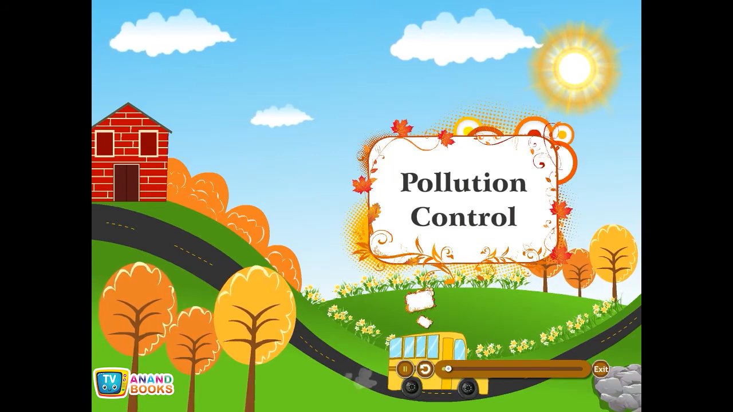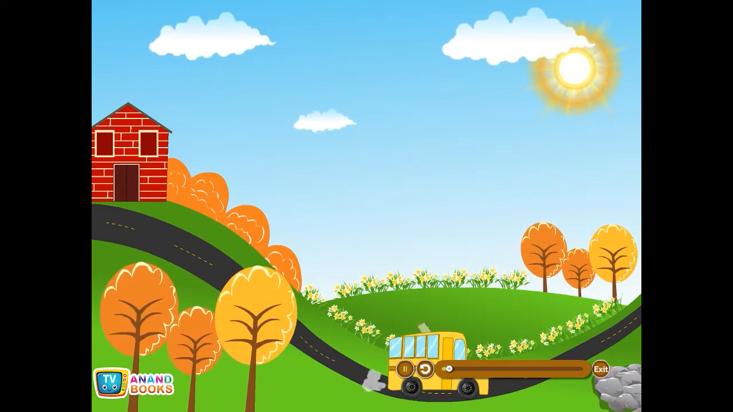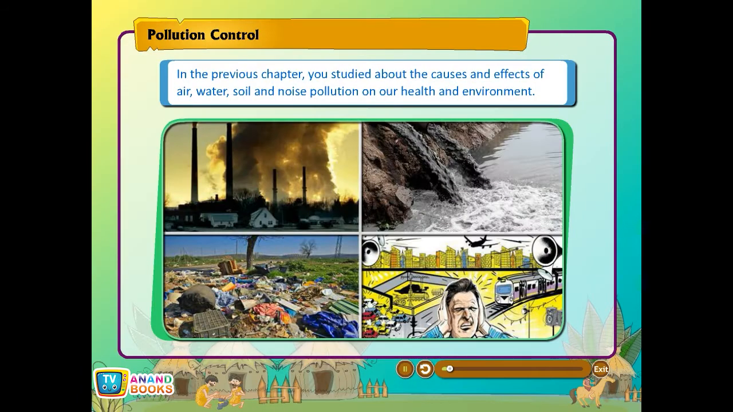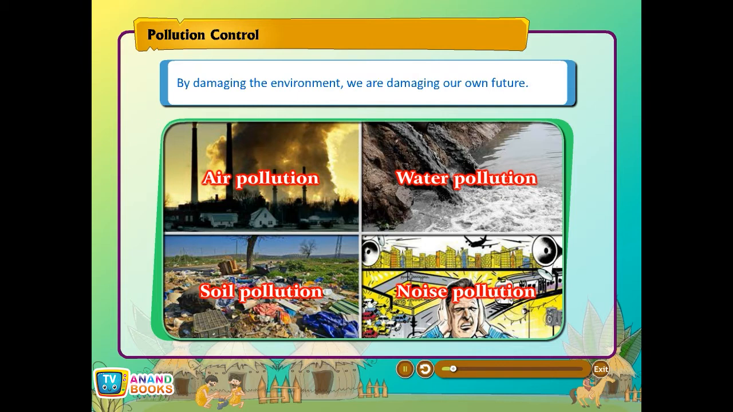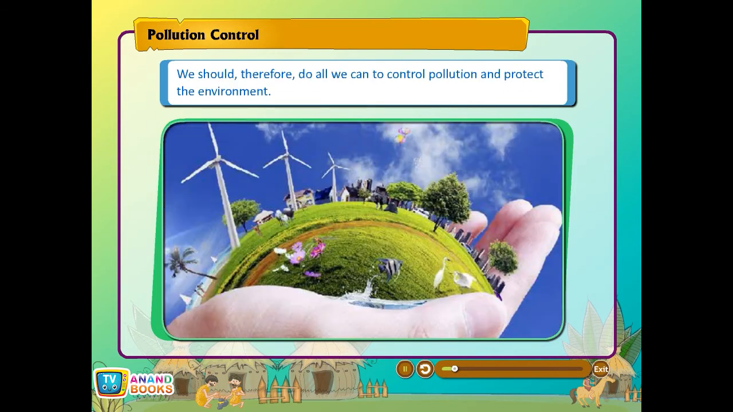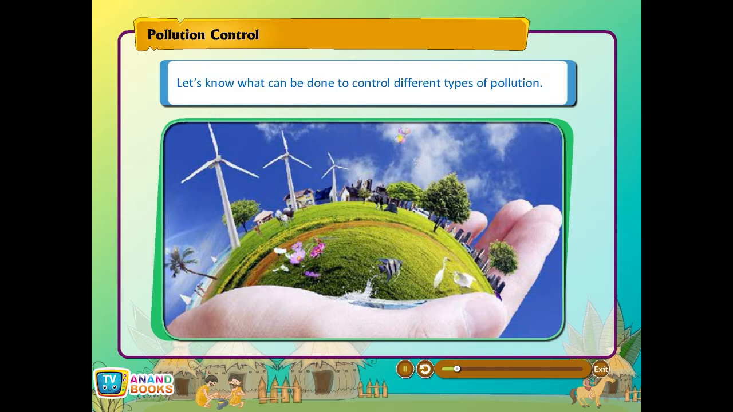Pollution control. In the previous chapter, you studied about the causes and effects of air, water, soil, and noise pollution on our health and environment. By damaging the environment, we are damaging our own future. We should, therefore, do all we can to control pollution and protect the environment. Let's know what can be done to control different types of pollution.